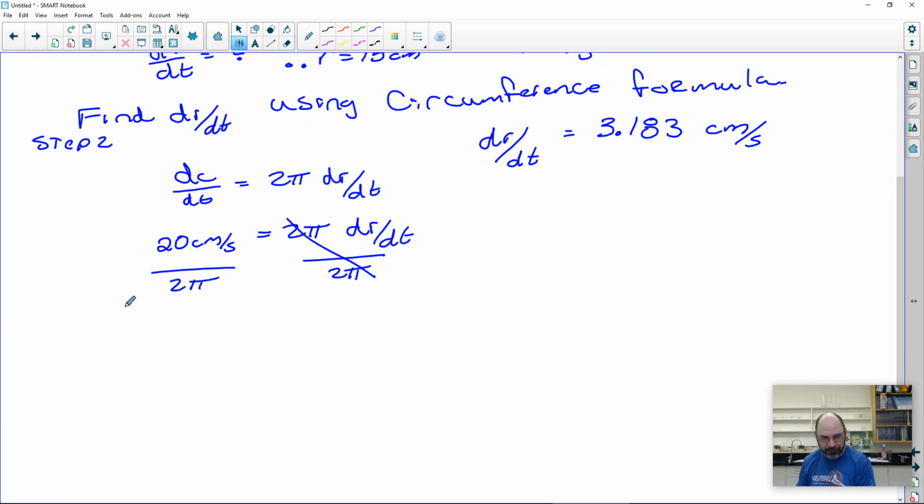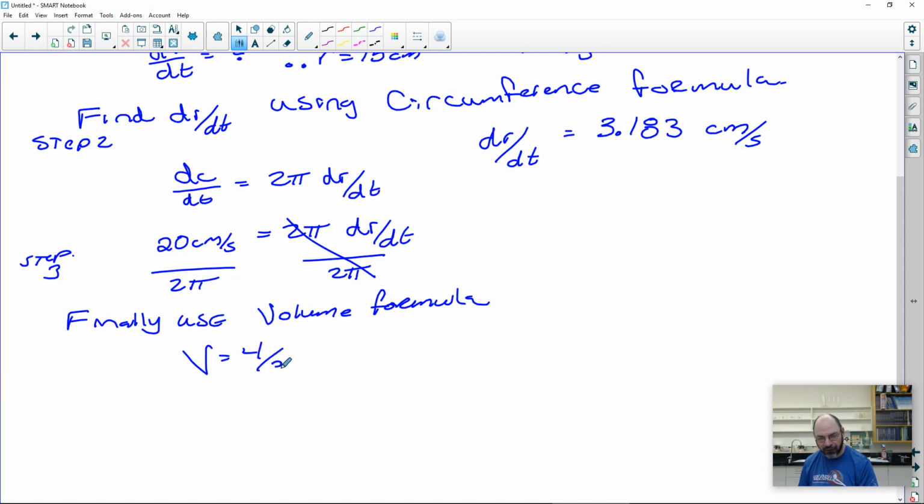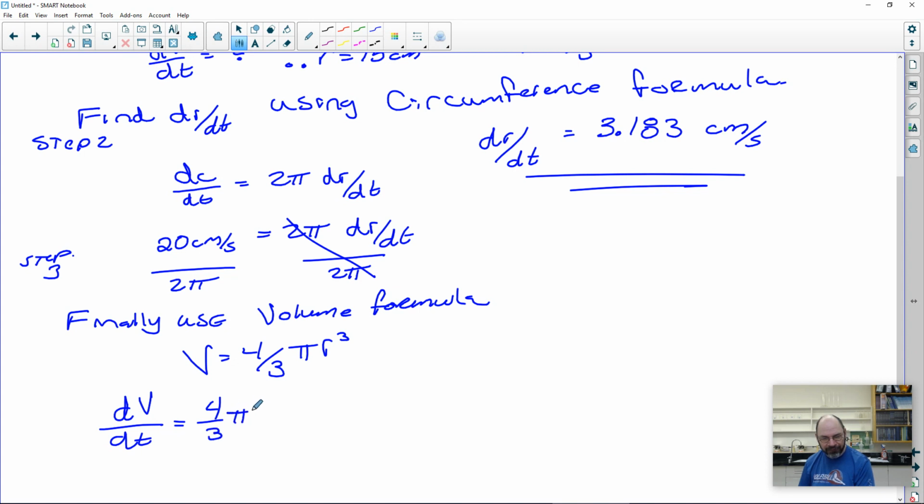So then finally, use the volume formula. Okay, so that's our third step. So our volume, I'm going to write it out first, 4/3 πr cubed. We now know what dr/dt is, so we can plug it in here once we do the differential. dV/dt is what we're trying to find. That's going to equal 4/3 π times, take the 3 out front, r squared dr/dt. Same as what we did before.